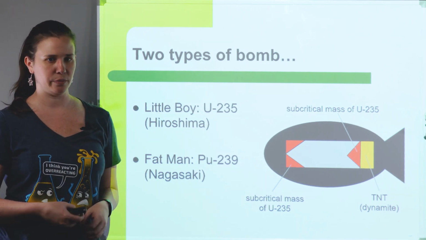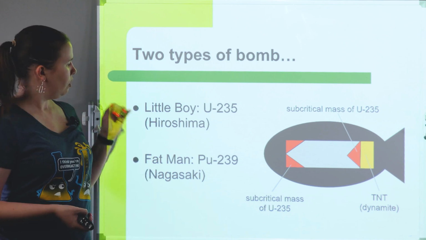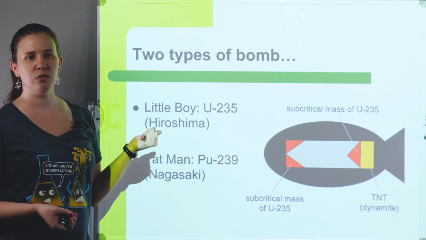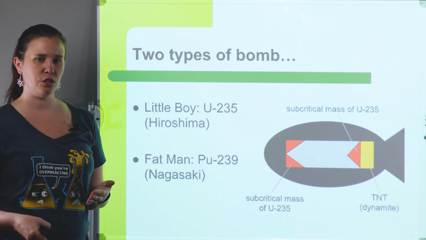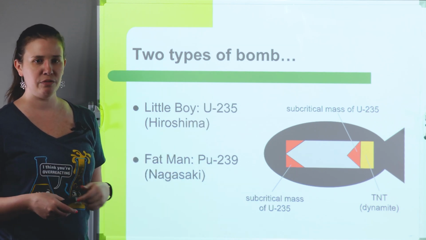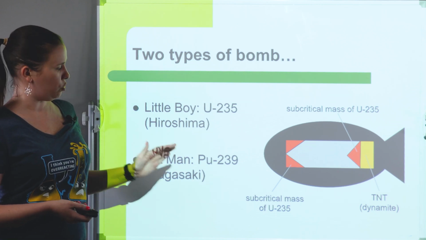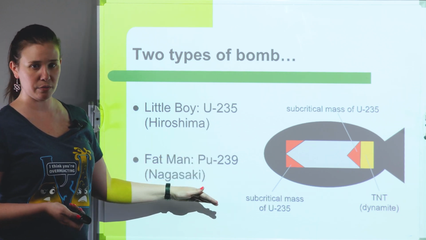So there have been two nuclear bombs in history. The first was named Little Boy, and that was the one that the United States dropped on Hiroshima, made of uranium-235. And then there was a second bomb named Fat Man, which was actually powered by plutonium.